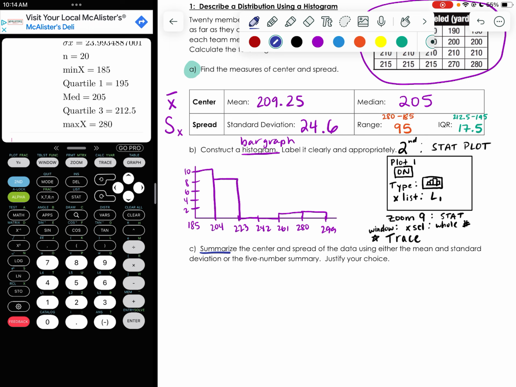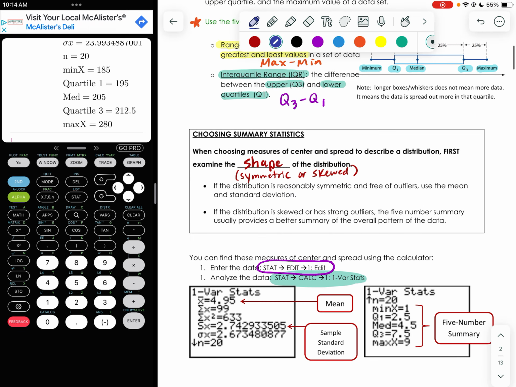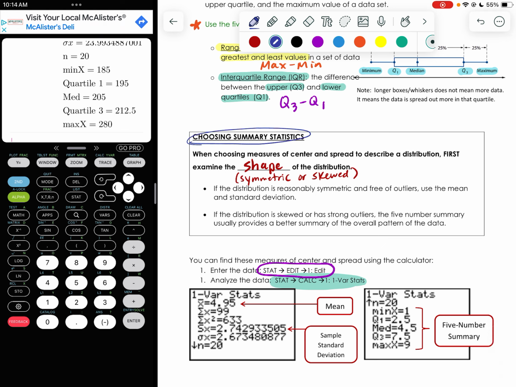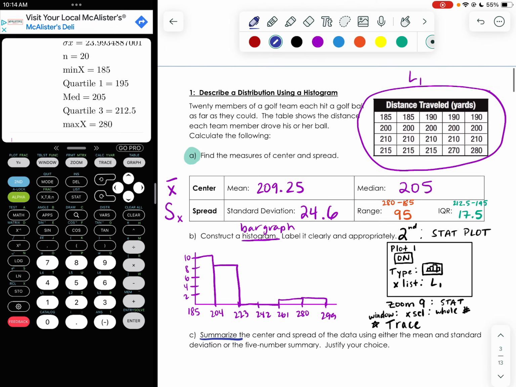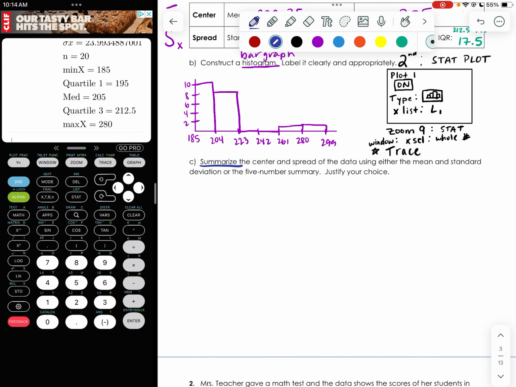So whenever you're going to summarize something, and we kind of said this up here, choosing summary statistics, you always have to start with the shape. Is it symmetric or is it skewed? And we need to write complete sentences. Okay, this can't just be a word. We actually need to be descriptive with our words. Okay, so I'm going to start with just describing the shape.